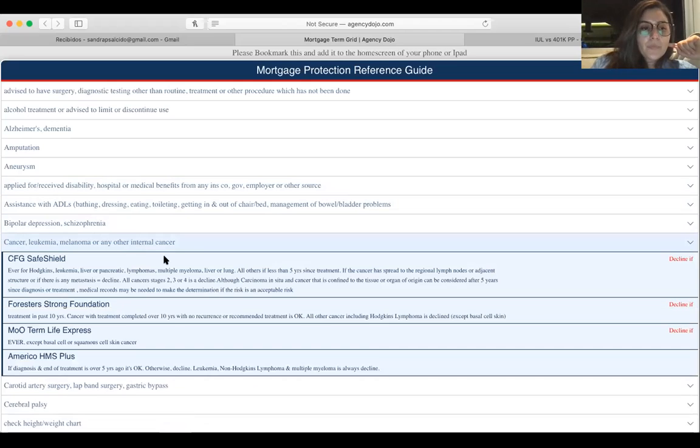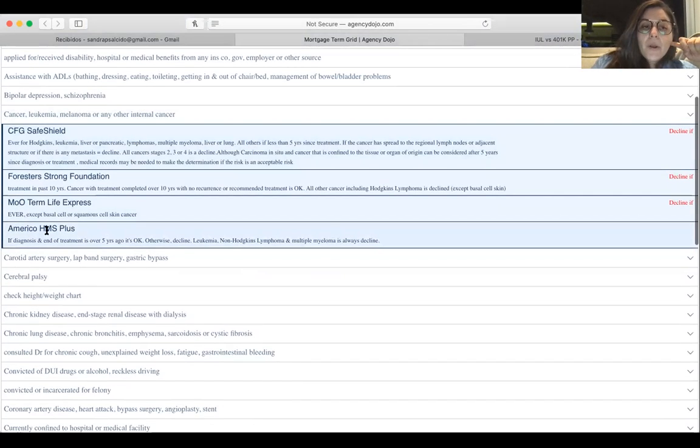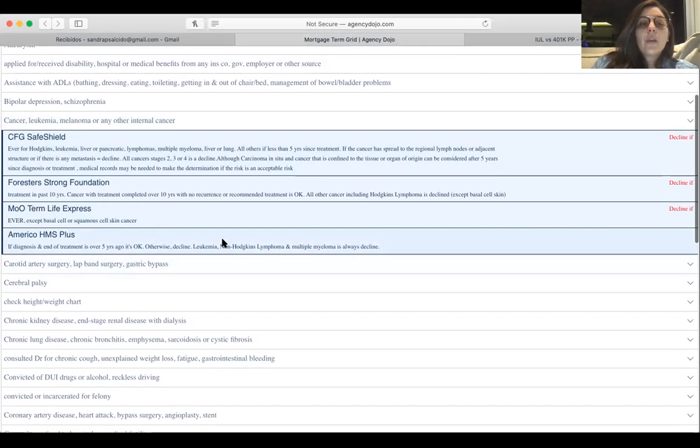Now, this one, cancer, leukemia, melanoma, or any other internal cancer: Americal HMS Plus, if diagnosed and end of treatment is over 5 years ago, it's okay. Otherwise, it will be declined. Which means if your client was diagnosed, let's say 6 years ago, and then it's been completely good for 5 years, they ended their treatment, they're good, they can get a term simplified policy with Americal. The product is called HMS Plus. Not all carriers do this. Once you have cancer, it's very difficult for a carrier to approve a policy. That's why I wanted to show this.